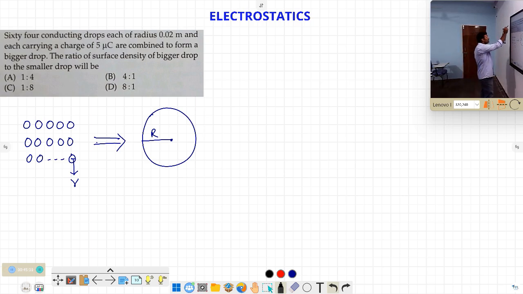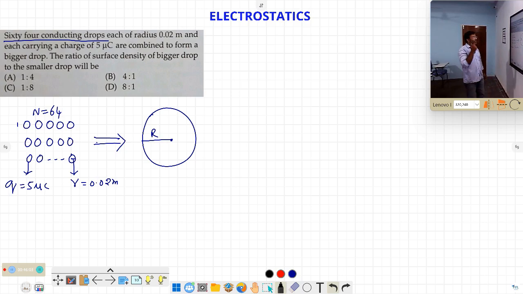They have given 64 conducting drops. You can see the diagram; these are the drops, and the number of drops is 64. Each one has a radius of 0.02, in meters, which is also important, and each carries a charge of 5 microcoulomb. Each one carries a charge Q, which we are taking as 5 microcoulomb.